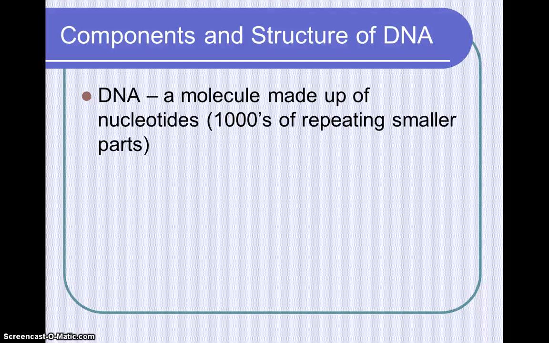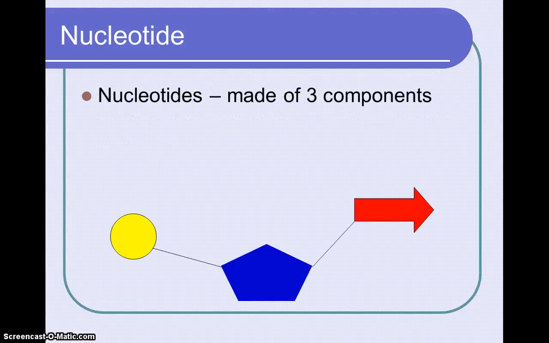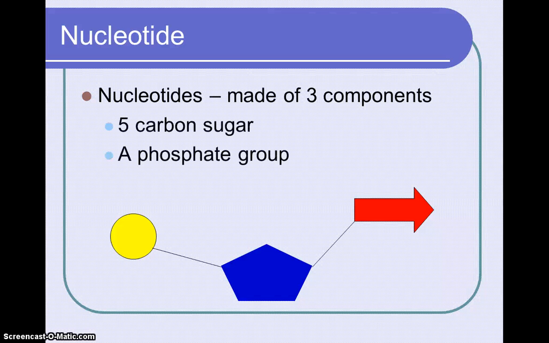Now let's look at the structure of DNA. DNA is a molecule made up of nucleotides, and there are thousands of repeated smaller parts. Nucleotides are made up of three parts. We have a 5-carbon sugar, a phosphate group, and a nitrogen base. We already talked about all of this in chapter 2. So here is our phosphate group. We have our 5-carbon sugar here, and then we have our nitrogen base.